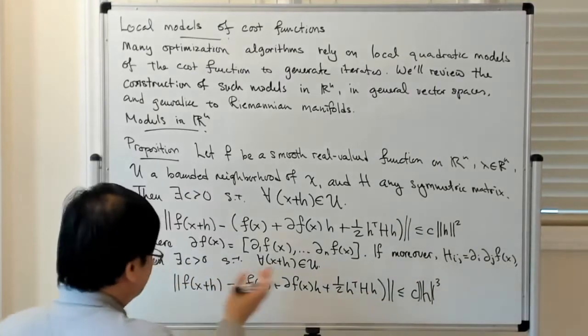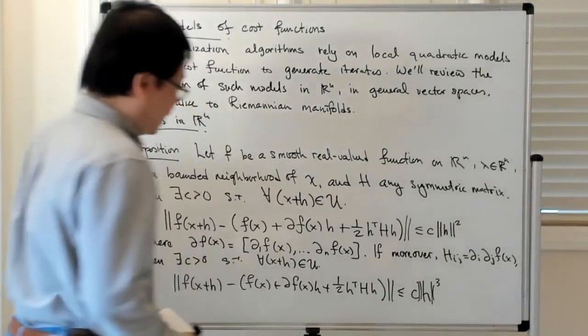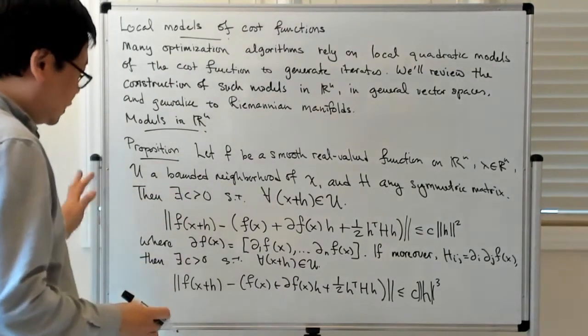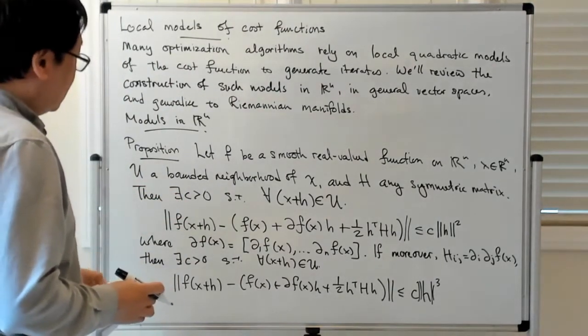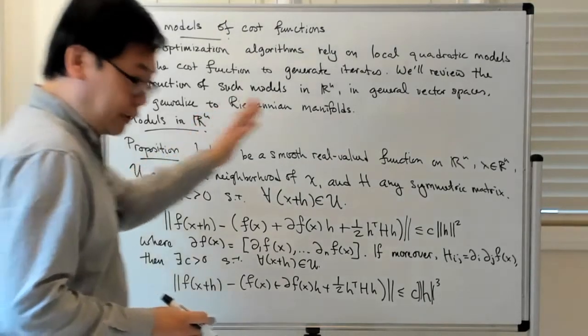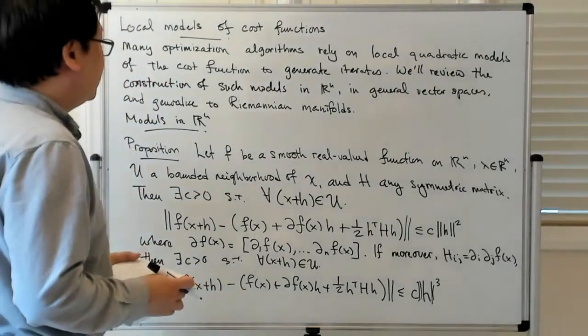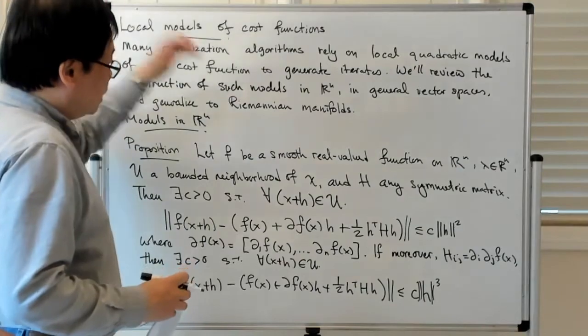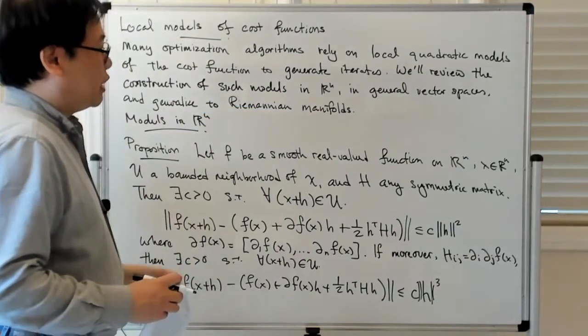Okay, all right. So this is really just the Taylor expansion, but in the multivariate setting. So that's not too surprising. So let's then ask, what happens in general vector spaces? And once we have the case of general vector spaces, then we can talk about the case of a Riemannian manifold.